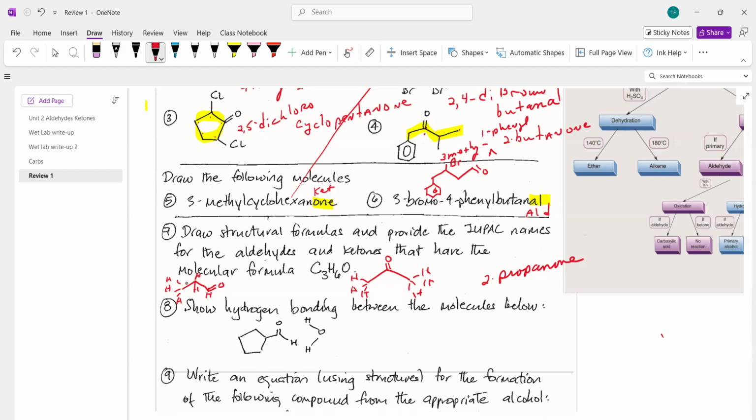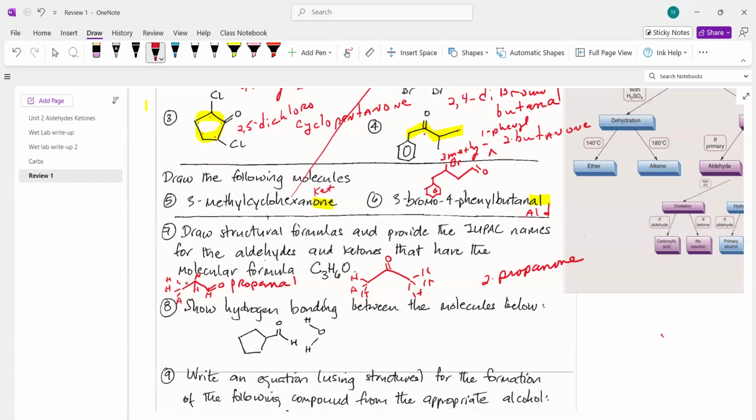And this is going to be propanal. And same with this one. 1-propanal by default, it's one automatically.